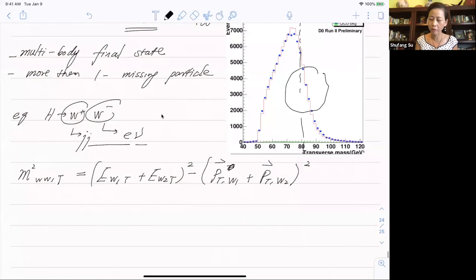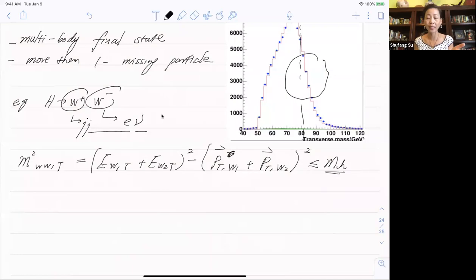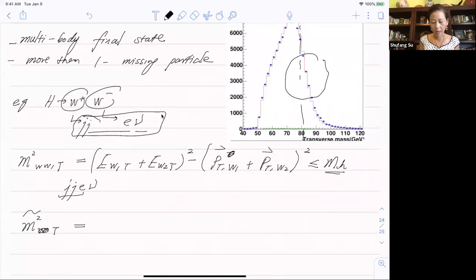And we're going to find out you also have an upper limit. So by looking at the edge, I'm going to find out what my Higgs mass is. But say some other students, the detector-wise experimentalists, all they can see is a JJ e nu final state. I might not even know that the two jets come from one W, but this is the final state I observe. So some students decide to group it differently, and define another transverse mass: I put the E of the JJe system together, and I have the missing ET part, and then I subtract the corresponding momentum part.